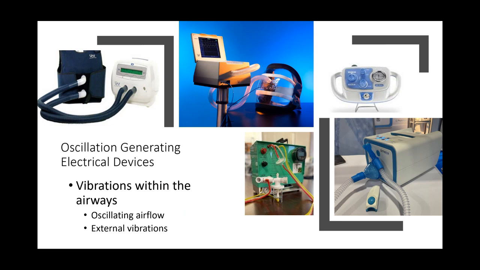So these are some examples of devices that are out there, and they provide oscillations that are either within the airway, because the oscillations are delivered via the mouth and the upper airway, or there is a device that fits around the chest providing external vibrations.